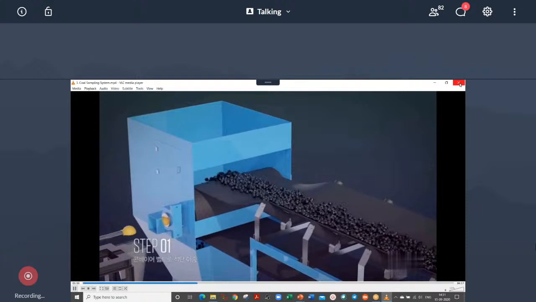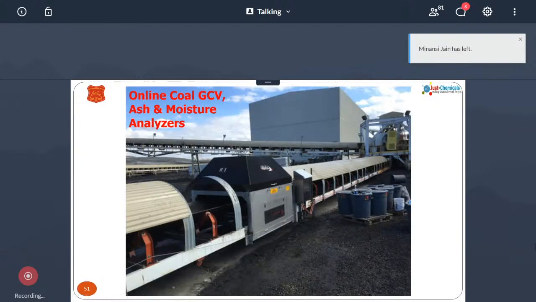Then this is the online GCV, ash and moisture analyzer, which is being used in coal beneficiation plants, wherever coal is being beneficiated. Coal beneficiation means washeries, in fact, where coal is washed and then supplied. In them, coal blending is required. For coal blending, this kind of online system is required, because telling the exact GCV through a lab takes at least 48 hours because of the surface moisture and inherent moisture content analysis.